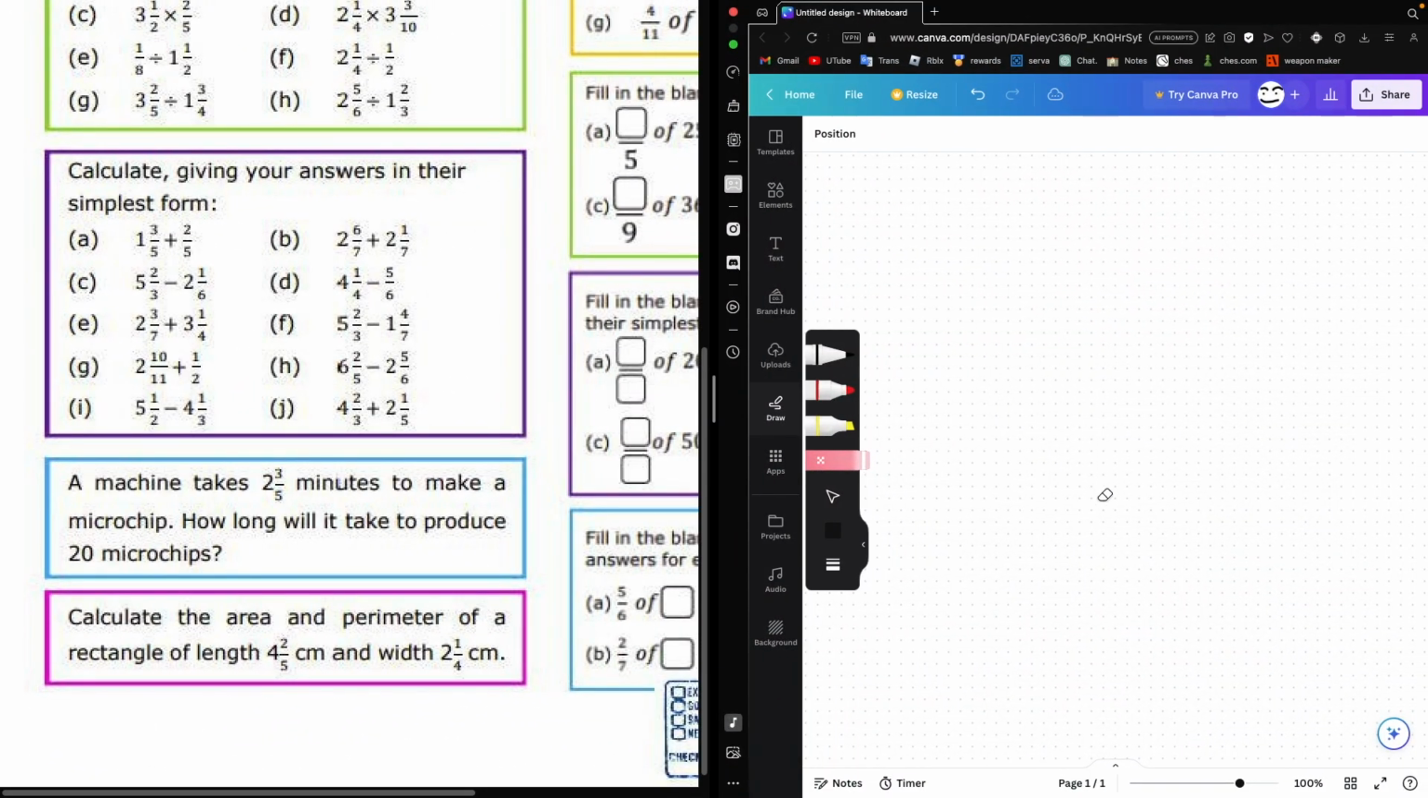A machine takes 2 and 3 over 5 minutes to make a microchip. How long will it take to produce 20 microchips? So we know that we need this long to make one microchip, right? And when you make 20 microchips, we just take 20 times this, and we should get the answer.